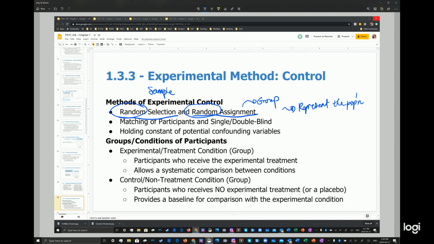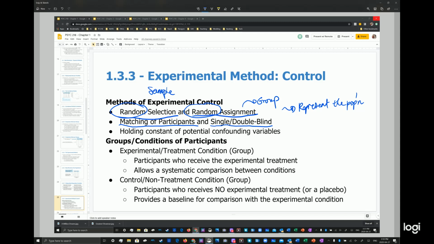To do this, we can match participants into groups, again using random assignment, and we would want to make sure that the researchers don't know how they're assigning the groups. Again, we want to leave it to a sort of system, whether it's a random number generator or some random assignment method. Single blind means that the participants don't know which group they're in.